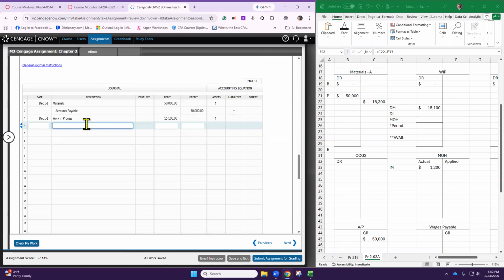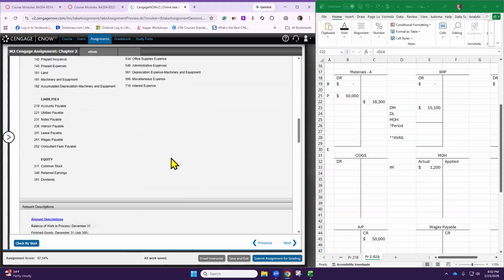And then it goes in manufacturing overhead. They told us it's 1,200. And then it's coming out of materials. Yep, coming out of materials for 16,300. So let's put that in. That's the credit. 16,300. We're ready for our next entry, December 31st.